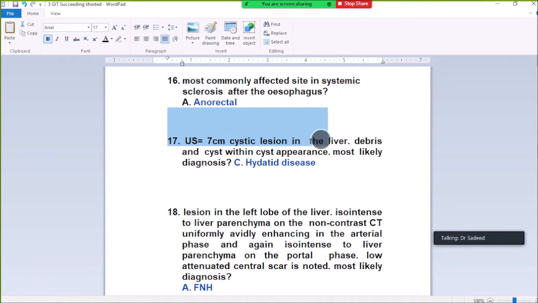17. Ultrasound 7 cm cystic lesion in the liver. Cyst within cyst appearance, most likely diagnosis hydatid disease.